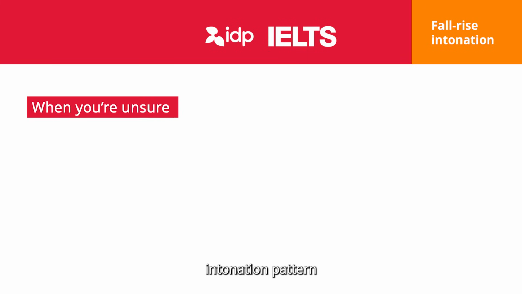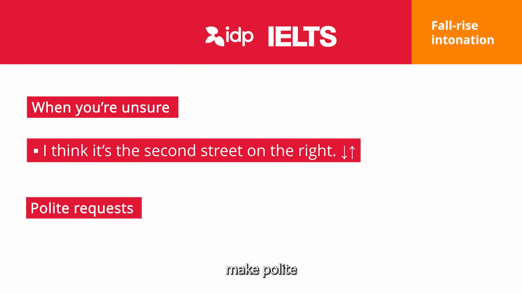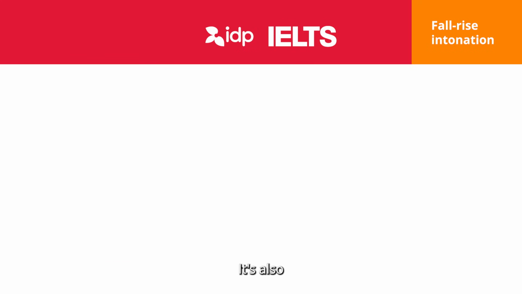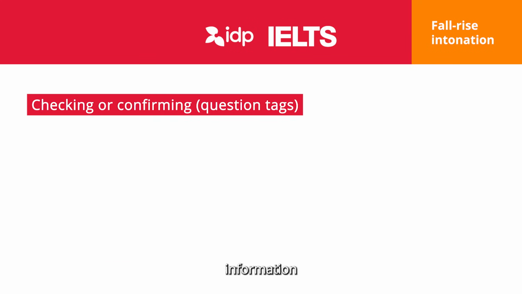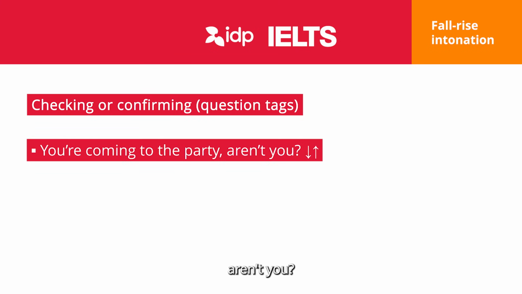Use the fall-rise intonation pattern for statements when you want to show that you're unsure. "I think it's the second street on the right." Or if you want to make polite requests, "Could you open the window, please?" It's also used for checking or confirming information in question tags. "You're coming to the party, aren't you?"